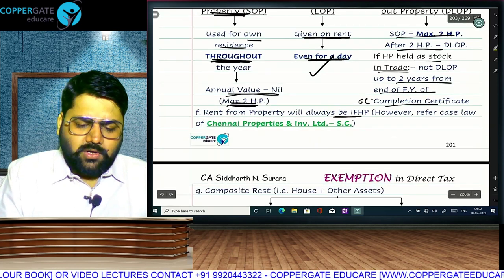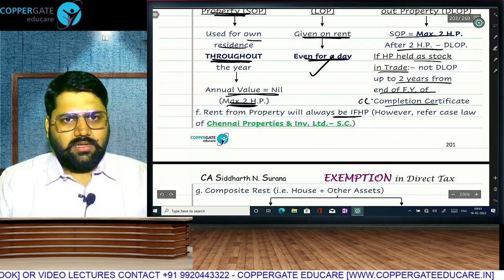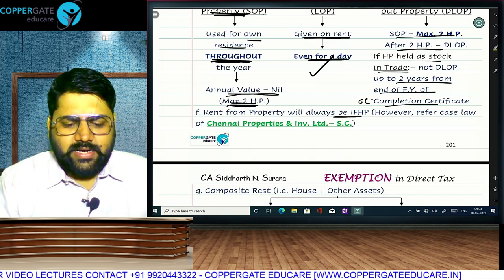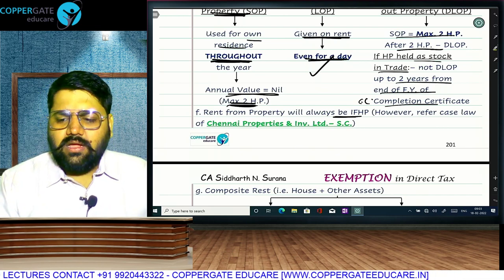Rent from property will always be house property. Even if you make it your regular activity, it will be taxable under house property.